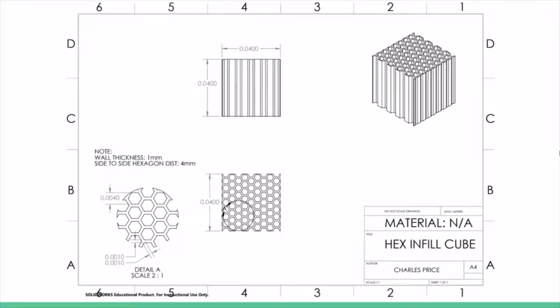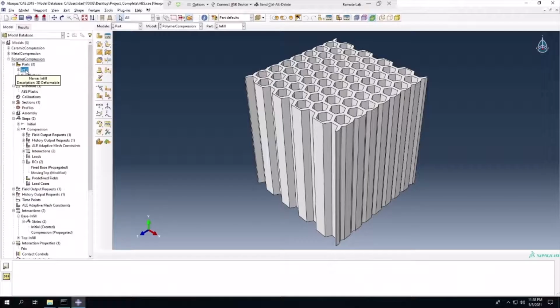We have a cube side length of 40 millimeters in each direction, and then each hexagon has a side-to-side length of 4 millimeters, and there's a wall thickness of 1 millimeter. We undertake 3 simulations, one for each material, meaning ABS plastic, ceramic, and 316L stainless steel on this hexagonal structure.